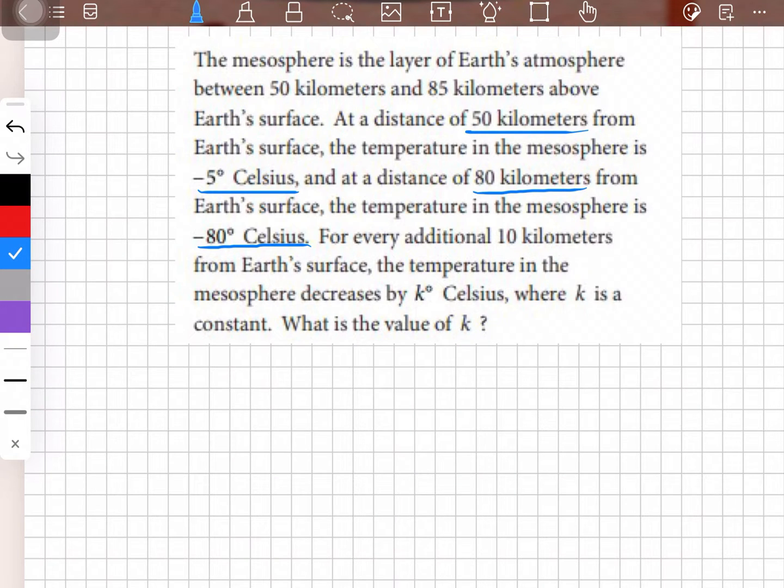For every additional 10 kilometers from the Earth's surface, the temperature in the mesosphere decreases by k degrees Celsius, where k is a constant. What is the value of k?